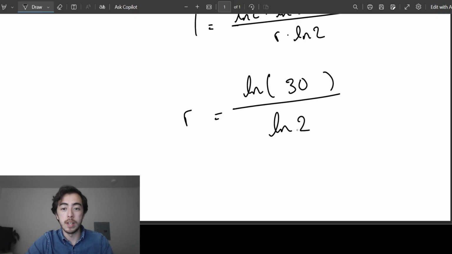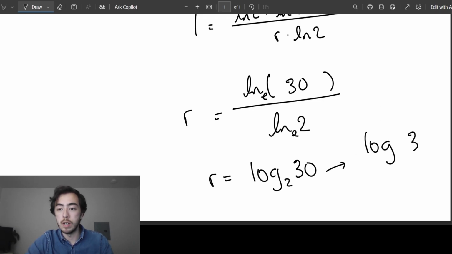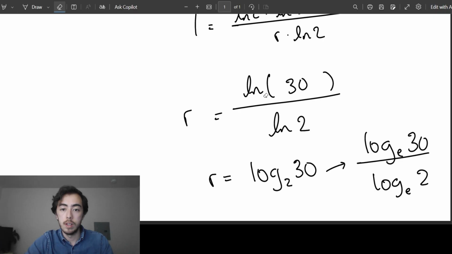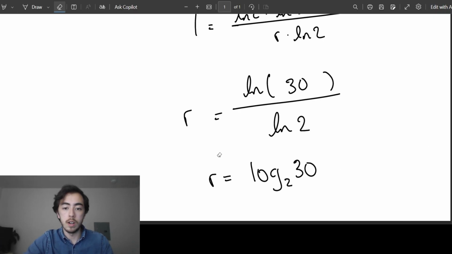I notice that my natural log, which has a base of e, is the same right now. And so I could actually rewrite this as log base 2 of 30, right? Because if we did it backwards again, I know that I could do log base whatever of the argument over log base whatever of the original base. And then it just so happened that my base here for these natural logarithms was e. So I'm confident that r is equal to log base 2 of 30.